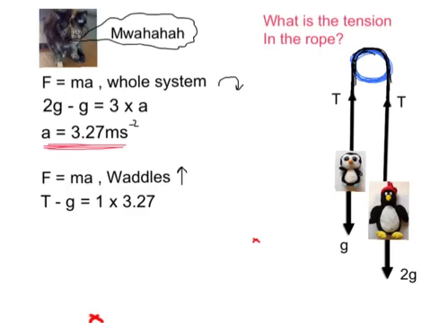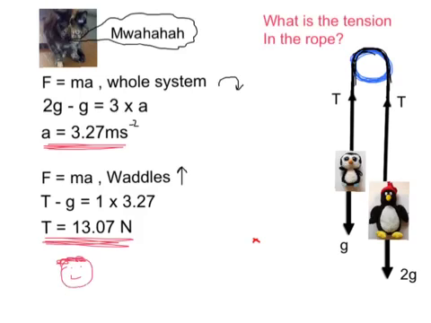Note that every time, year 12, I'm saying the equation I'm using, what I'm using it for, and the direction. Very important. Okay, so the tension we get by doing 3.27 plus g of 9.8, we get 13.07, and reveal a smiley face, which looks like me when I used to have hair.